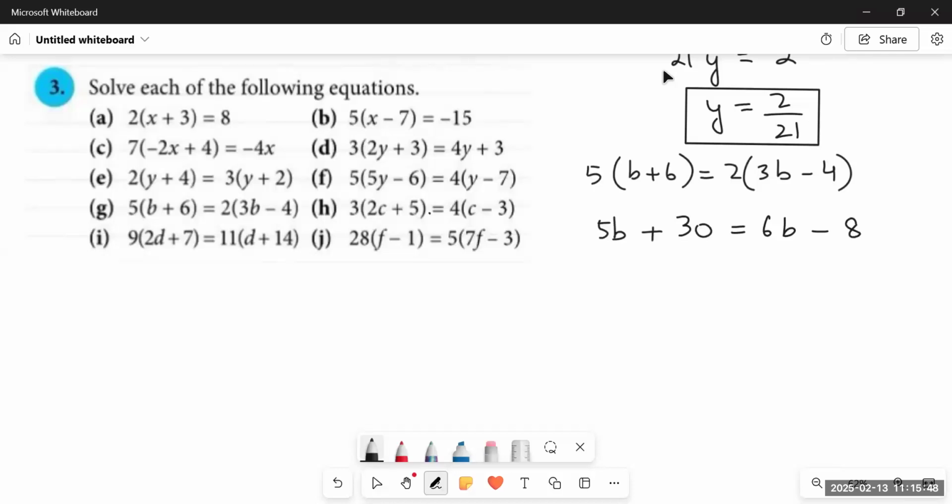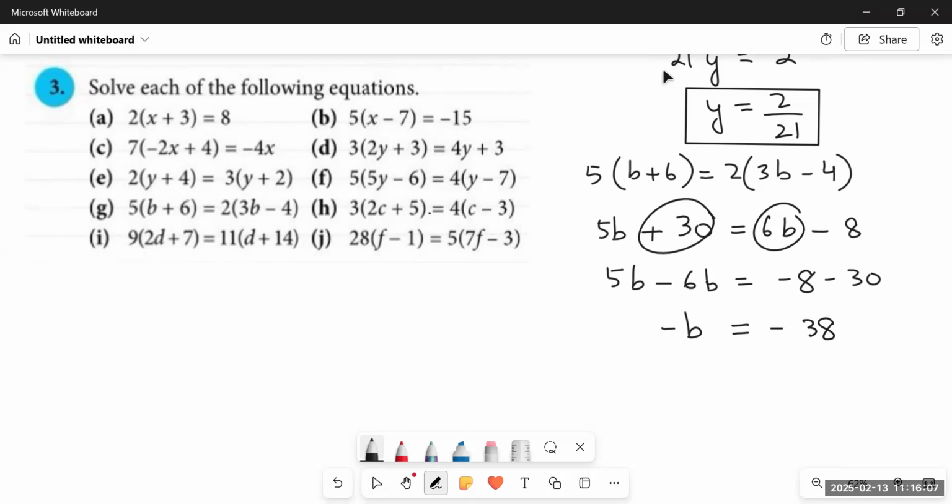Okay. Then we have 5b minus 6b. You see, from positive, it has turned to negative. Then minus 8 would remain same. Plus 30 would become minus 30. So it would be minus b. Minus 1b is equals to minus 38. And then we will cut down these negative signs and it would be b is equals to 38, the final answer.